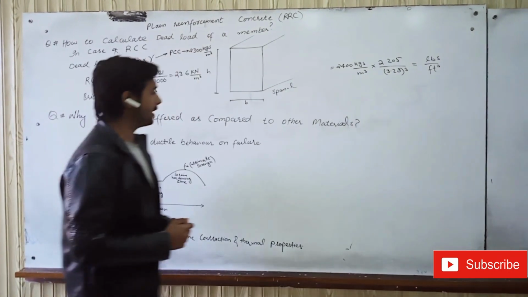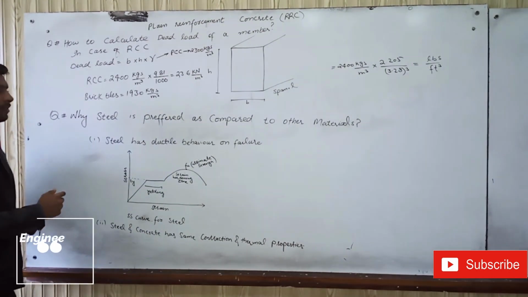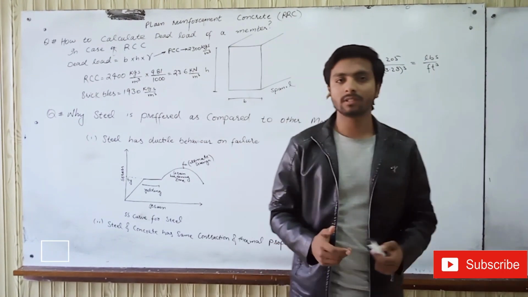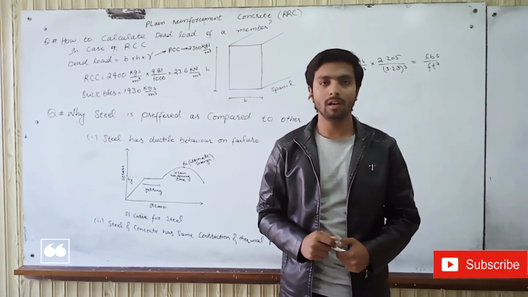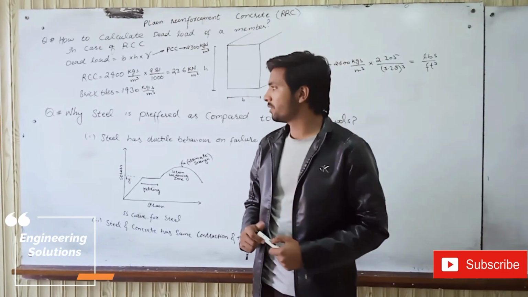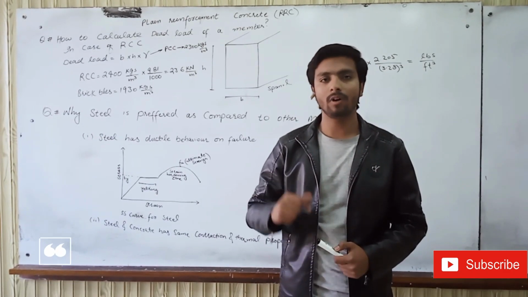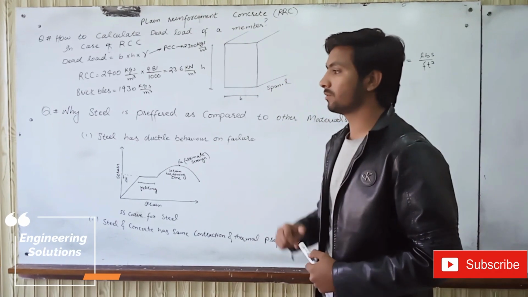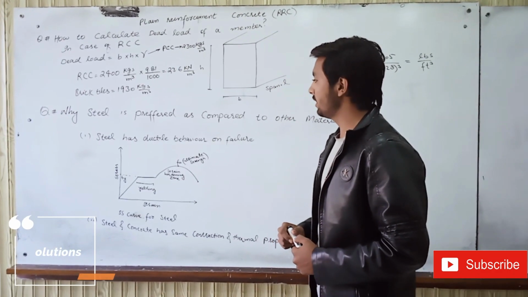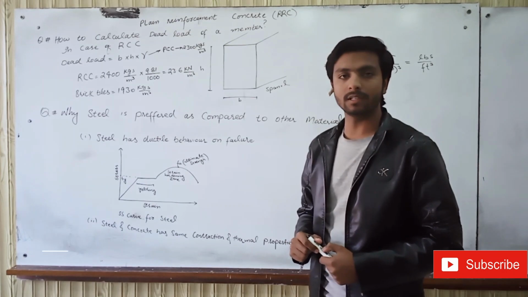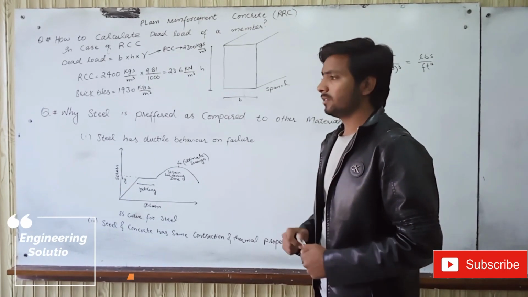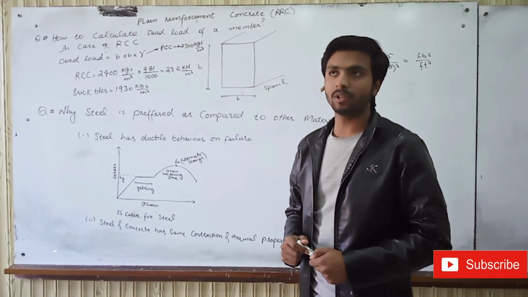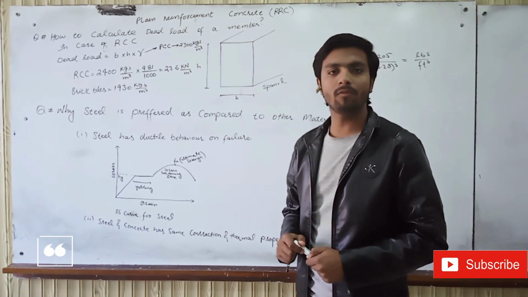The next question in this video is why steel is preferred as compared to other materials. It's a very important question: there are a lot of materials in our construction industry, iron and many others, but why do we use steel in RCC structures in place of other materials? The reason is very technical. The first, very solid reason is that steel has ductile behavior on failure. When steel breaks, it shows a ductile nature because it gives a warning before failure.